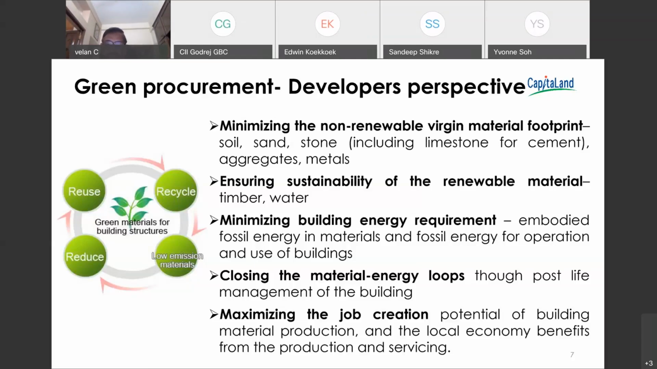And also maximum job creation potential of building material production, locally. This is the local economy. We look at local people, local material usage, and the employment of those people to produce the material used for construction.